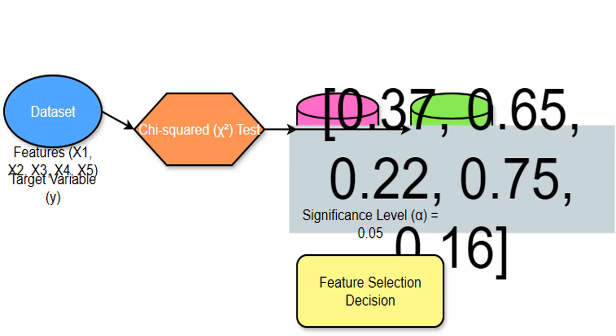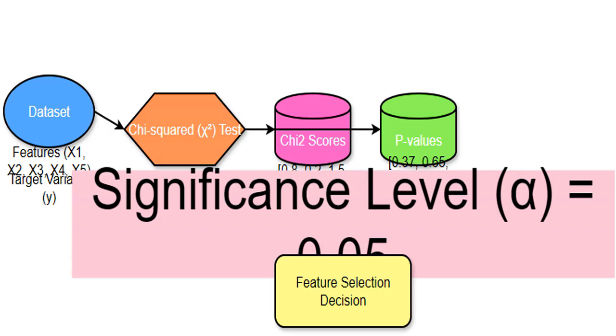These are the p-values. They tell me the probability of seeing these results if there were actually no relationship between the features and the target variable. A low p-value, usually below 0.05, suggests a real relationship, whereas a high p-value suggests that the observed relationship could be due to chance. This is my threshold.